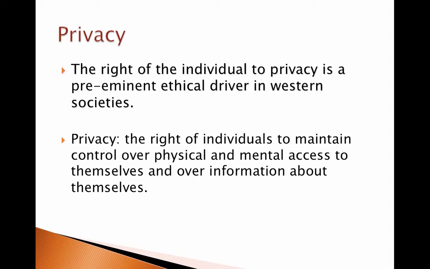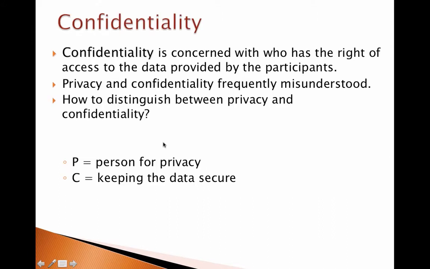For example, if an investigator communicates via email with subjects in a study about recovering from childhood sexual assault, family members with access to email may learn about the assault. On the other hand, confidentiality is concerned with who has the right of access to the data that have been provided by the participants. Privacy and confidentiality concepts are frequently misunderstood.